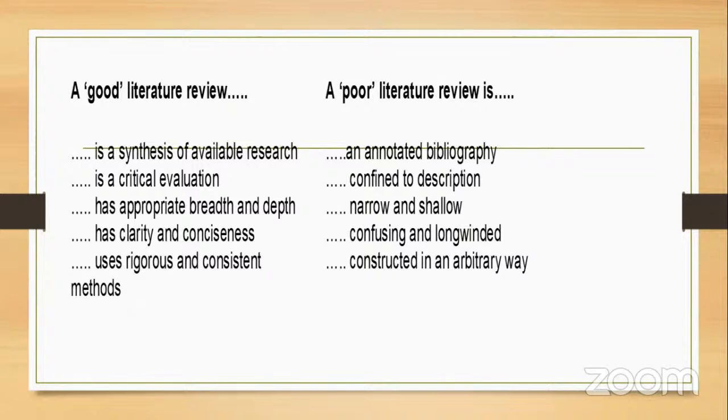And what is a poor literature review? It is an annotated bibliography, confined to description, narrow and shallow, confusing and long-winded. There is no use in creating unnecessary confusion, because a literature review is very specific, as someone is saying that in this year, this happened. So it should be very specific, should not create any unnecessary confusion, should not be long-winded, and should not be constructed in an arbitrary way. Sometimes it happens in a literature review that a paper from 2009 comes after 2013, and 2008 comes after 2004.